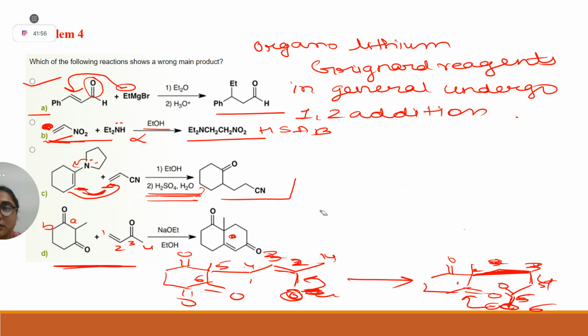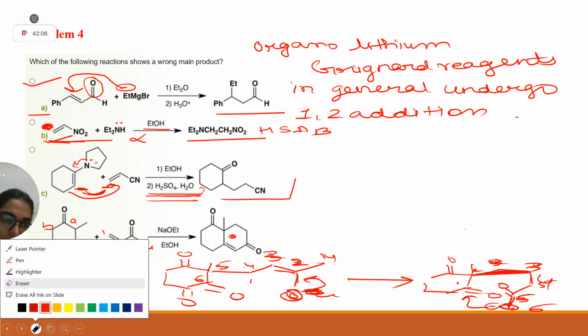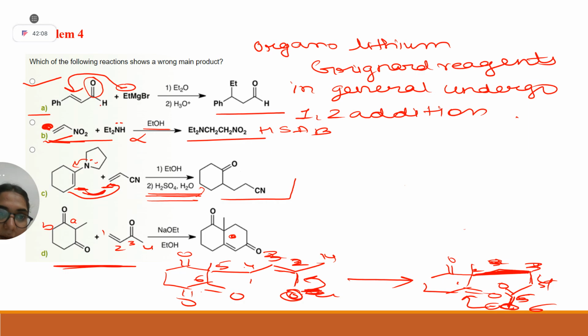And this position is soft for two reasons. First, it is in conjugation, and second, it is in conjugation with this carbonyl also. Yes, ma'am. So I strongly believe that Et will do 1-2 attack rather than 1-4. Clear?